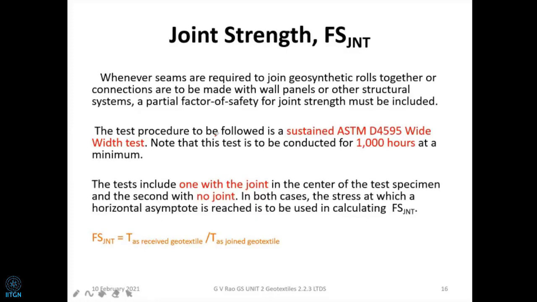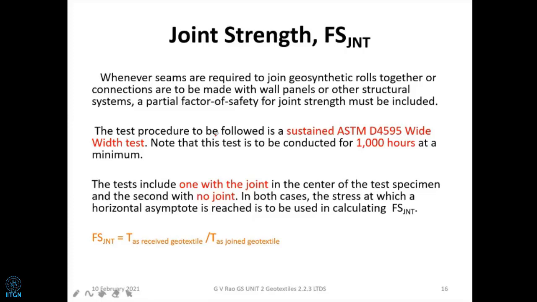Then we are called upon for the joint strength. Now the joint is not very common. That is, of course, known. Because your joint is always the weakest portion, and particularly if you are going to joint in the reinforced direction, it's going to be a problem. But sometimes we have to do connection of the geosynthetic with respect to the fascia panels, or wall panels, or any other system, depending upon what we are trying to construct. So sometimes we are required to get the partial factor of safety for the joint strength.